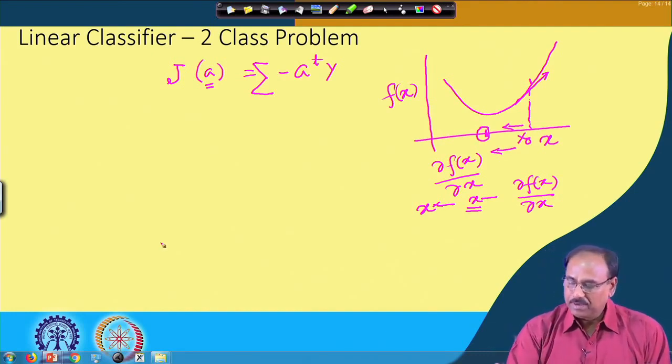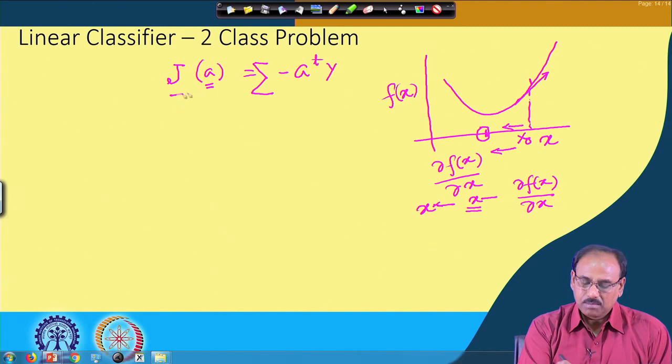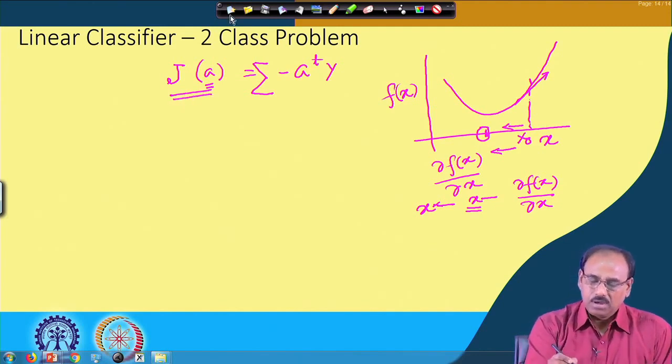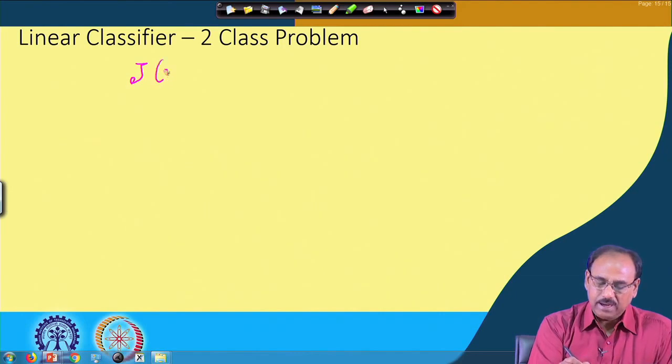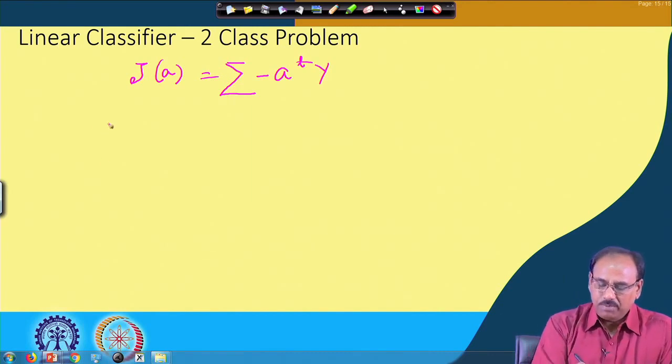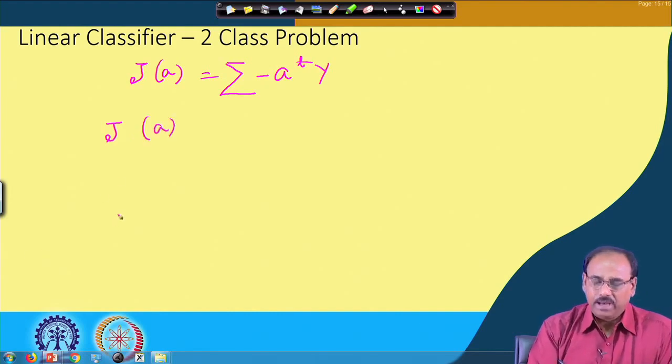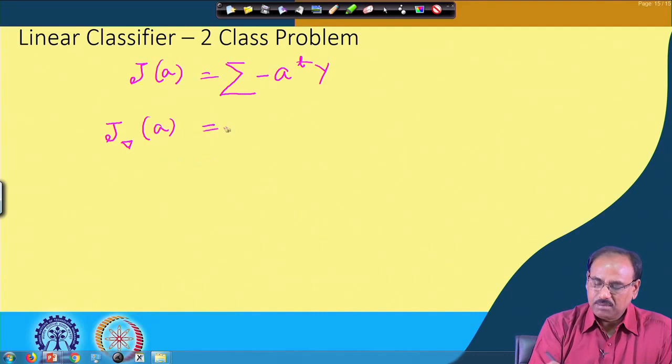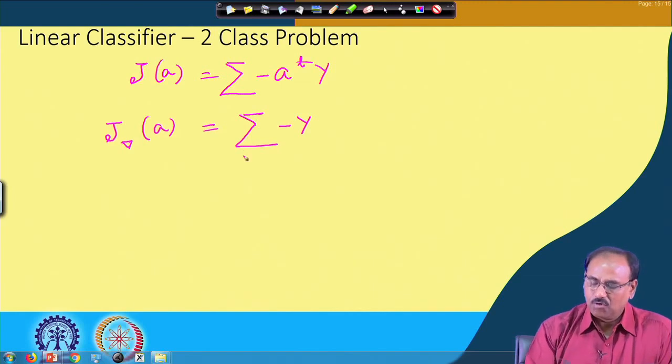But for the time being, let me take that I will use this gradient descent algorithm to minimize my error term J. So, I have J(A) is equal to negative of the sum of A transpose y over all y which are misclassified. And what I want to perform is to take the gradient of J with respect to A, which is nothing but, from here, minus the summation of y over all y which are misclassified.